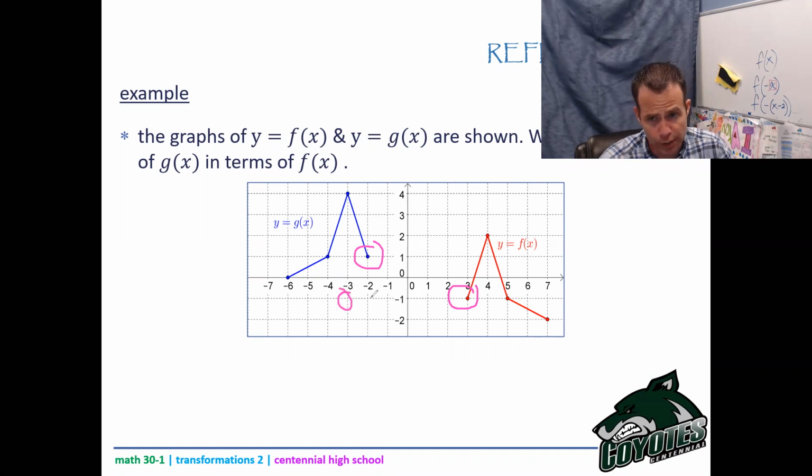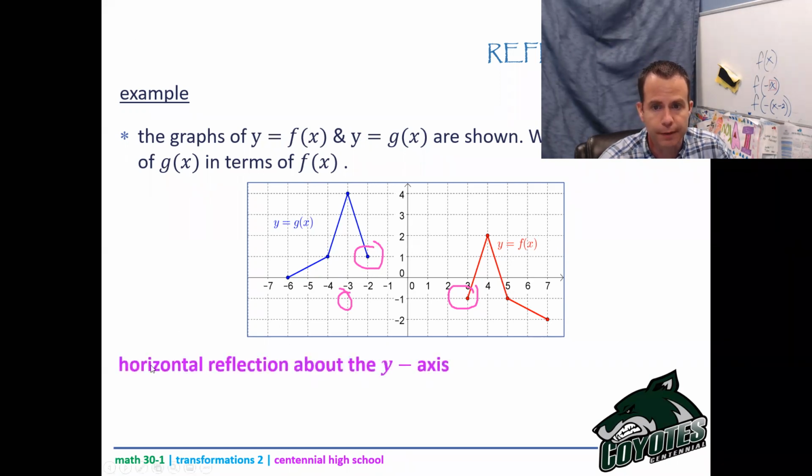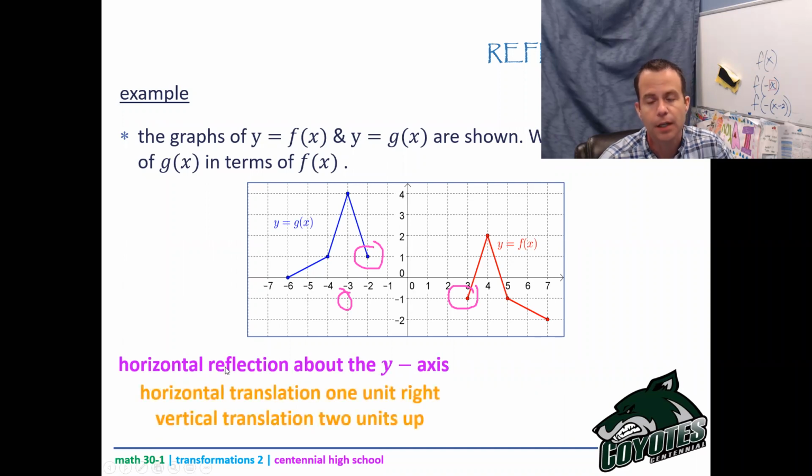I now need to move it 1 to the right and 1, 2 up, 1 to the right and 2 up. So I have a horizontal reflection about the y-axis, and I have a horizontal translation 1 unit right and a vertical translation 2 units up. Okay, so that would become g of x equals the horizontal reflection, that's x gets replaced with negative x. Horizontal translation, x gets replaced with x minus 1 because I'm going to the right. But remember, that's a second set of brackets there. And then a vertical translation 2 units up, I have my plus 2 at the end. So this is what your final equation should look like.